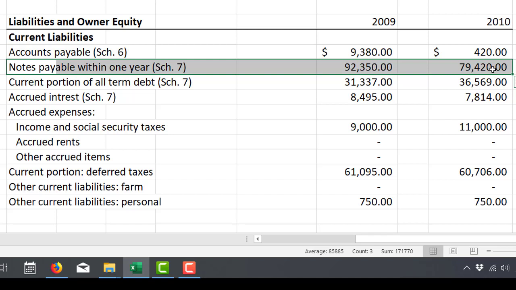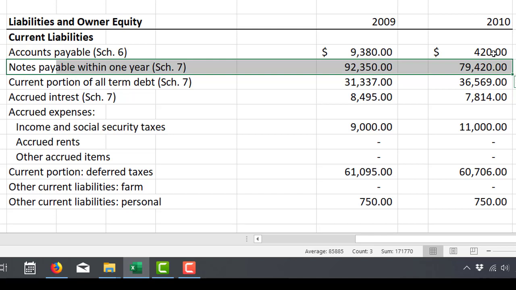Very common for farms to borrow a lot of money at the beginning of a crop year, or borrow a lot of money when they first purchase some livestock and feed, and then they'll pay that off when the crop matures and is harvested, and then they'll sell the crop and have the money to cover that note, or they'll sell the livestock and have the money to cover the note.